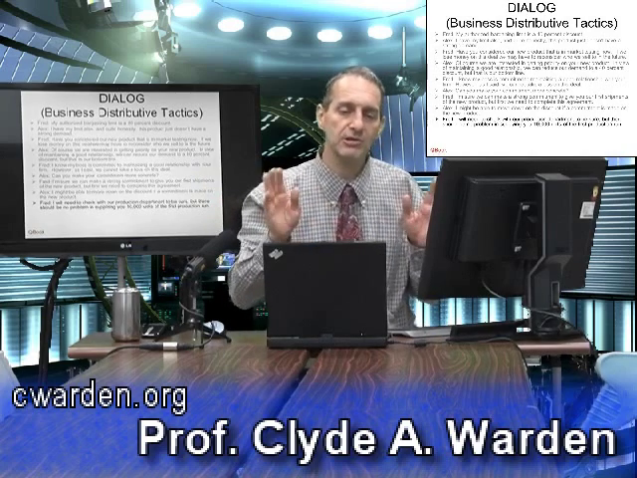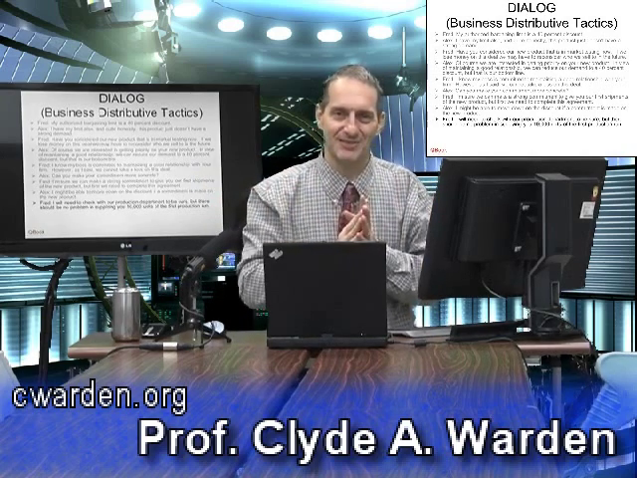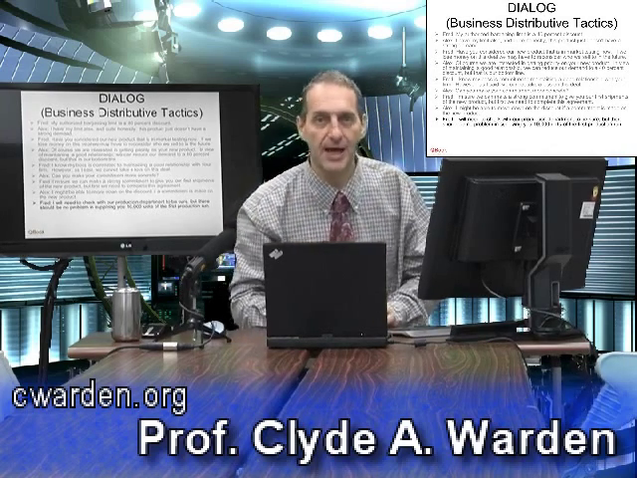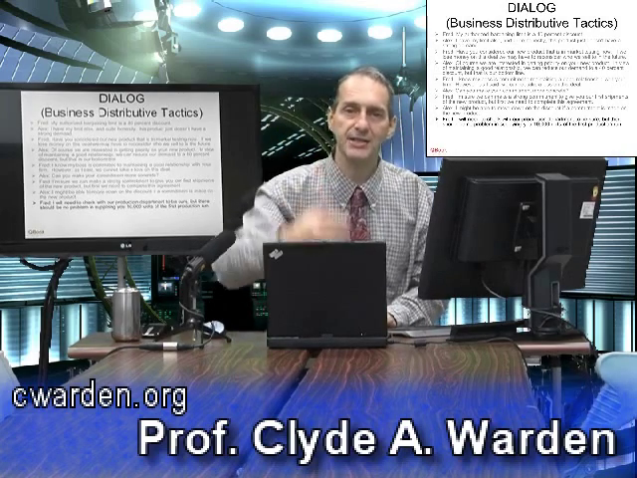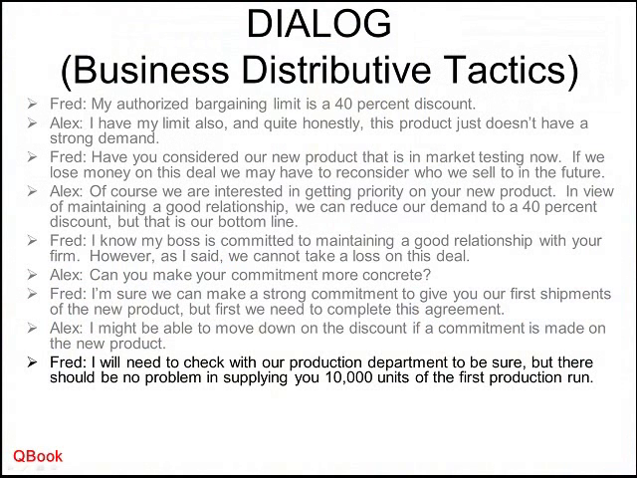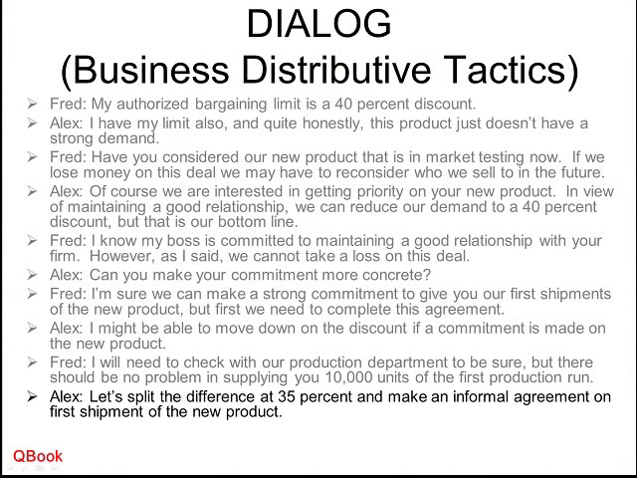So they say, well, look, maybe we can move together. But how do we move together? Let's make our future relationship better. How do we do that? Promise me, how many will you buy in the future? And how many will you supply me in the future? So that's what we're doing here. We're changing the outcome valuations. Alex says, let's split the difference at 35% and make an informal agreement on first shipment of the new product. So let's go halfway, 35%, and then promise for the quantity of the new product.